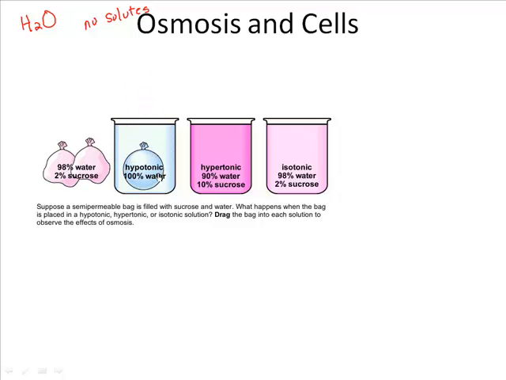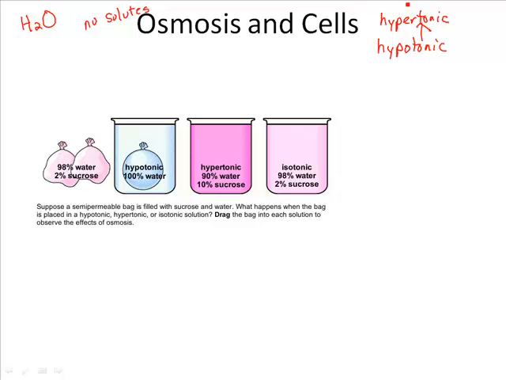In this case, the cell is going to expand. Now, why does the cell expand as I put it into a hypotonic environment? The reason is simple, because if you look inside the bag, we have higher amounts of solute. The bag in this case is hypertonic compared to the environment. And remember, water will always move from hypotonic to hypertonic. In this case, water is moving from the beaker into the bag.